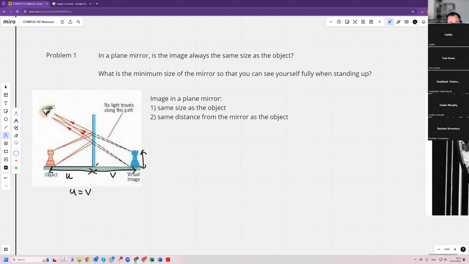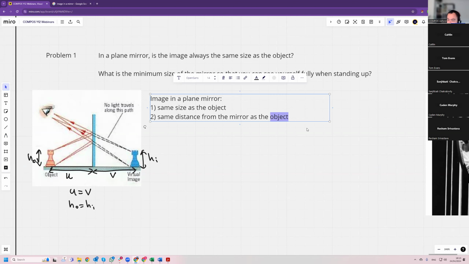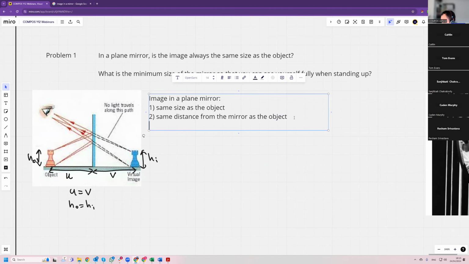The height of the object, ho, and the height of the image, hi, are the same. Three, it is virtual, and four, it is laterally inverted, which means left is right and right is left.